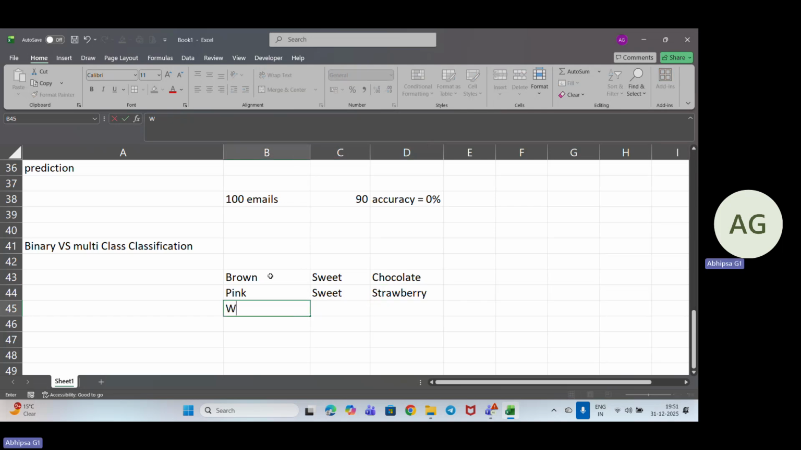Now suppose we have white, of course, sweet, and it is vanilla. Okay, so this is an example of multi-class classification because we have more than two choices.